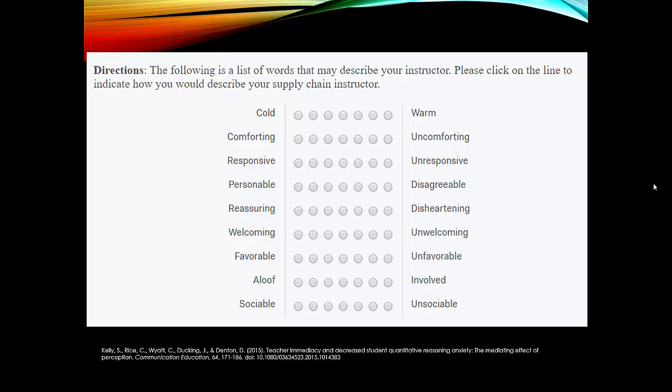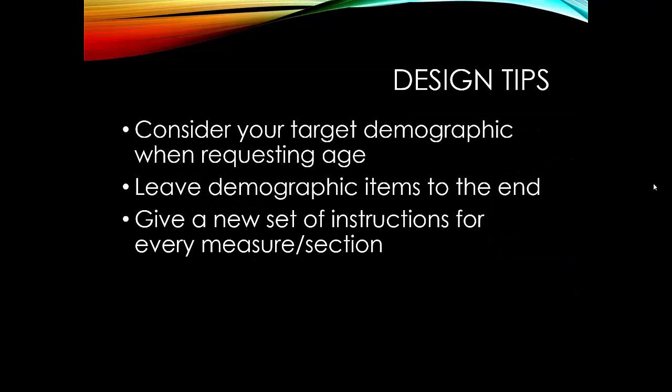If this measure is presented to you in the middle of a questionnaire that is all about your supply chain instructor, surely you could have figured out what to do without the set of instructions. However, having that set of instructions indicates to respondents that we're shifting gears. Now we're going to be asking you about something other than what you were just thinking about in the last measure, so clear your head a bit. Having those instructions in between each set of measures and items improves the quality of your data.